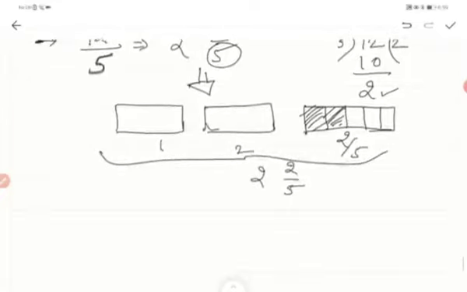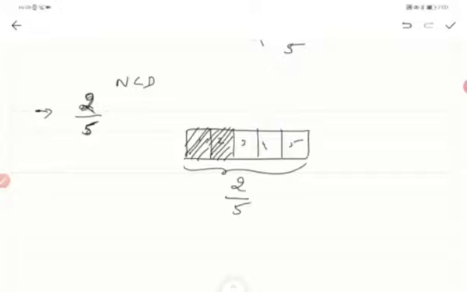Let me take a simple one. If I want to plot 2 by 5, a proper fraction, because the numerator is less than the denominator, this is very easy. I take one rectangle and divide it into the denominator number of parts. The denominator is 5, so divide it into 5 parts: 1 2 3 4 5. It is 2 divided by 5, so 2 regions are used. That's all. This represents 2 by 5 in the figure.